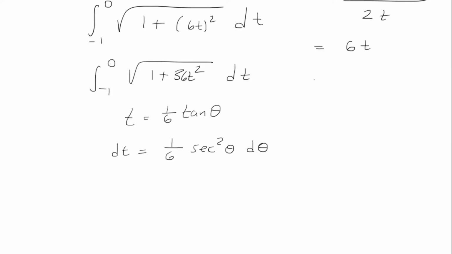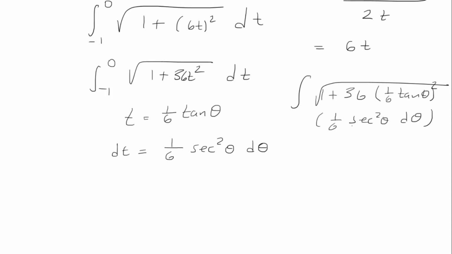So I can plug that in now. Instead of t, I'm going to have 1/6 tangent, and the square root of that. Multiply that by dt, which is 1/6 secant squared d theta. And because these depend on theta, I'm not going to use the limits -1 to 0. So for now, let's leave it as it is. We'll worry about the limits after we integrate.